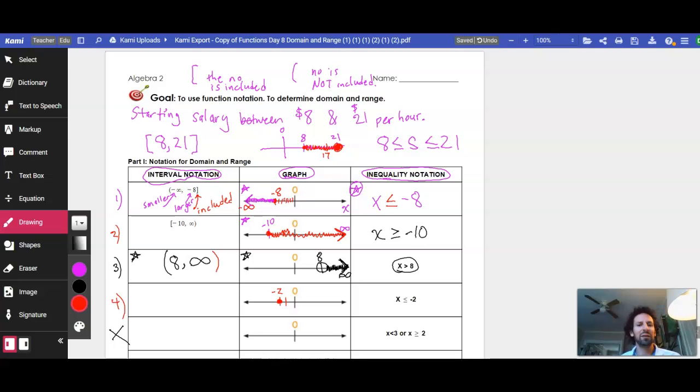And it says all the values that are less than negative 2. Well, numbers get smaller as we go to the left. So that means we're going to be shading to the left here. All the values that are less than negative 2. We want to shade the arrow as well to show that we keep shading to the left.